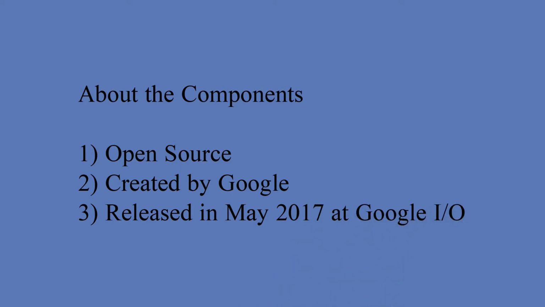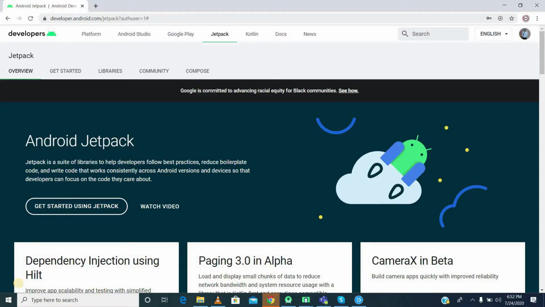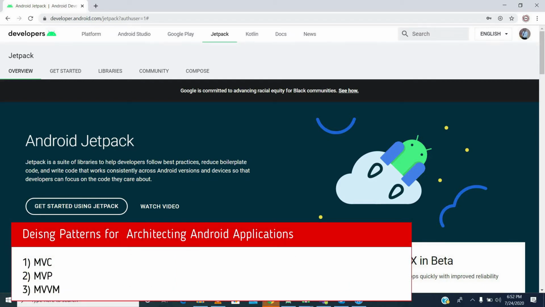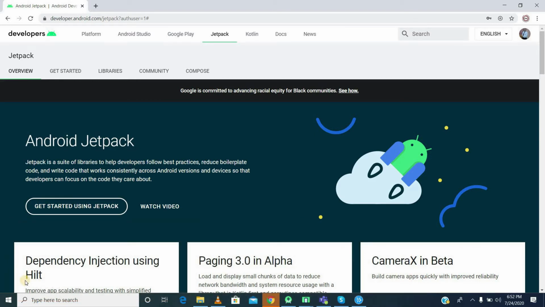Prior to the introduction of these components, there were many different recommendations for architecting Android apps based on various design patterns, such as MVC or MVVM. These architecture components are not the only way to put your Android app together, but they are a good way, and they have official support from Google.